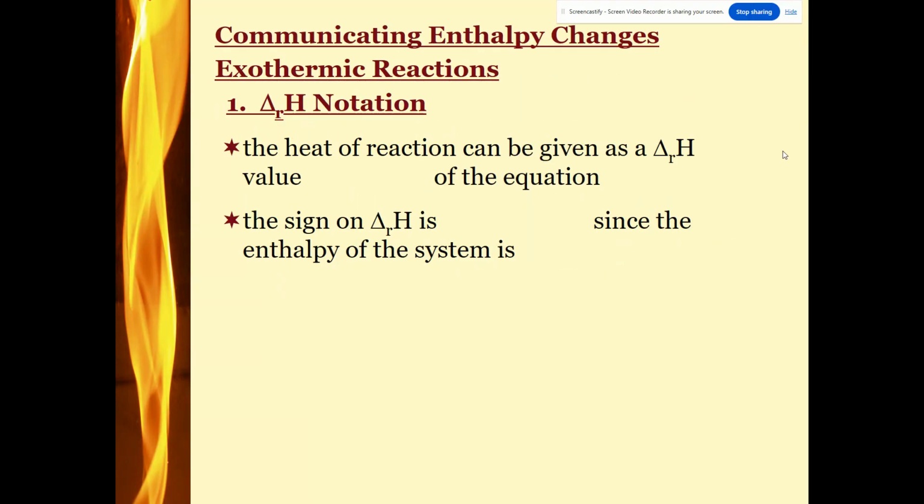Okay, so what we're going to get into now is looking at the three ways of communicating an enthalpy change. We're going to look at the three ways for an exothermic reaction first, and then we'll look at the three ways for an endothermic reaction. So the first way of communicating an enthalpy change is by putting it in what we call delta H notation. Some people might call it delta RH. Remember again that R just means a reaction. So the heat of a reaction can be given as a delta H value on the outside of the equation. If it's an exothermic reaction, that delta H value is going to be negative.